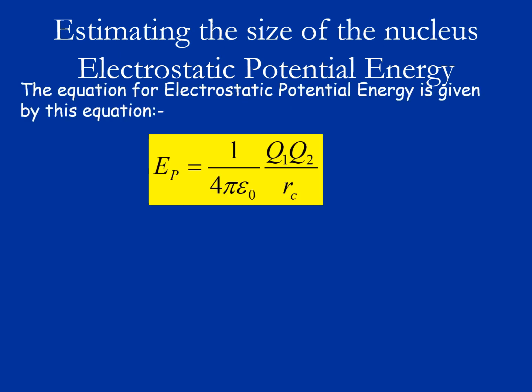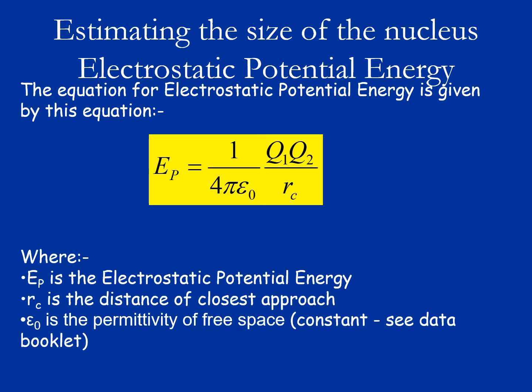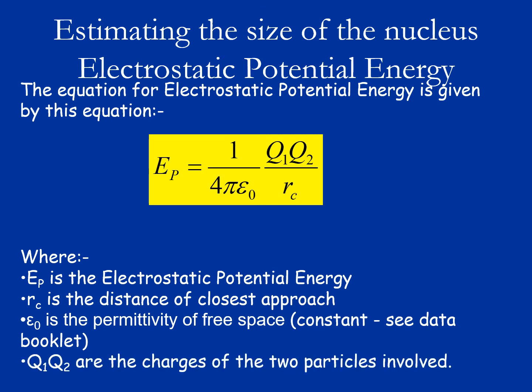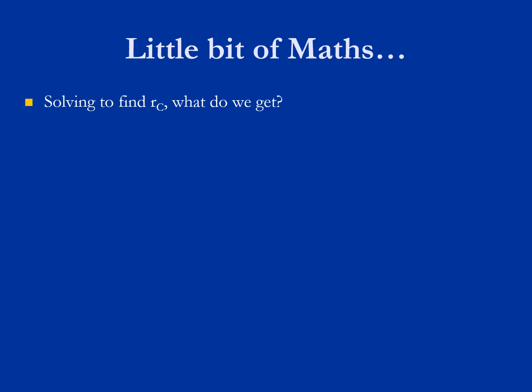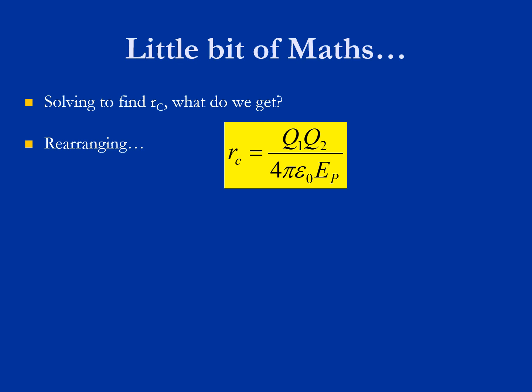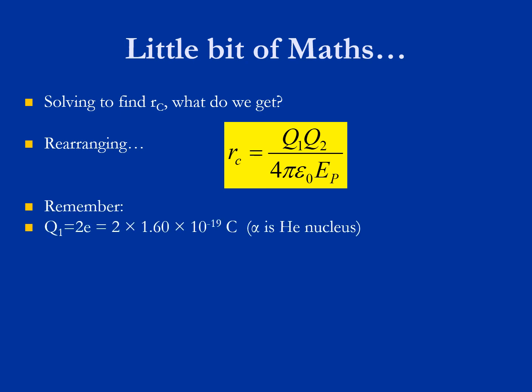So the equation from your formula sheet, electrostatic potential energy, 1 over 4 pi epsilon naught, Q1, Q2 over the separation. So RC is the separation between the alpha particle and the nucleus. If we put in some values, epsilon naught is the permittivity of free space, as you see on your formula sheet. Q1, Q2, charge of the particles, as I said. So if we want to find RC, we need to make RC the subject. RC would be equal to Q1, Q2 over 4 pi epsilon naught times the energy.